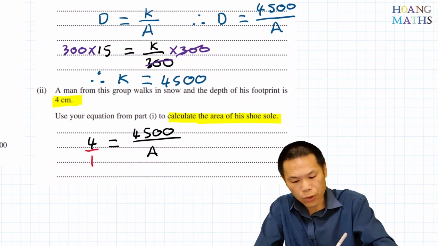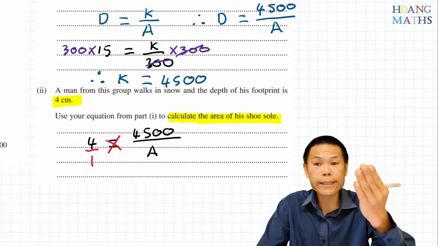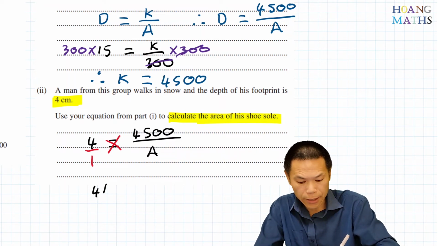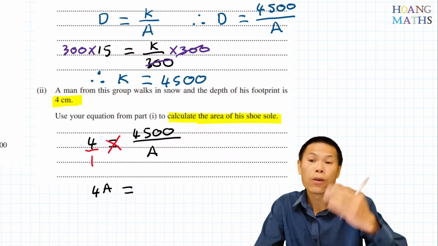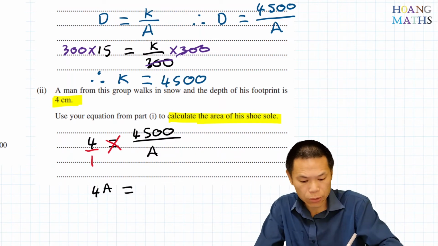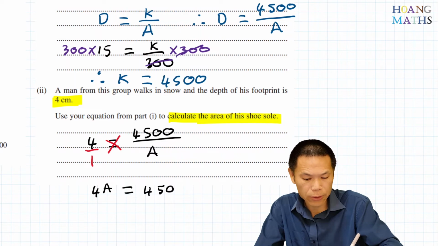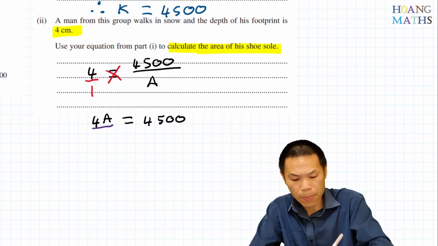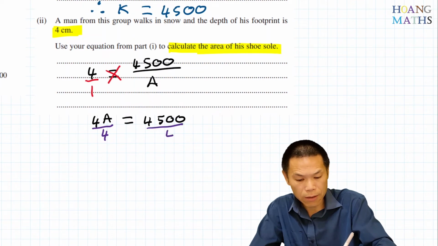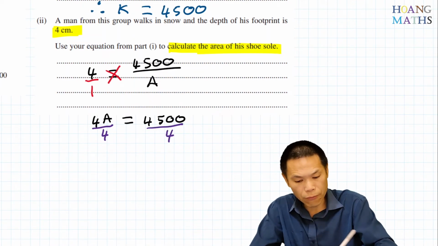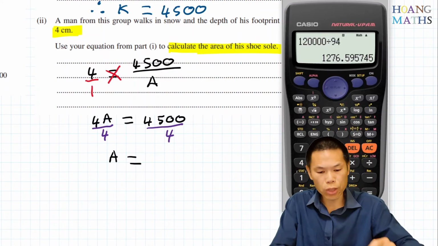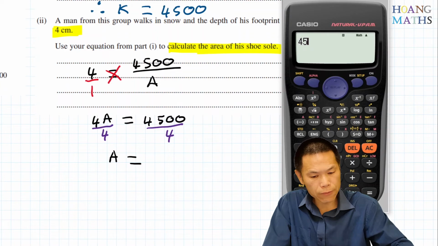And then we do cross multiply. So A times 4 is 4A. So 4A is equal to 1 times 4,500, which is 4,500. So now to solve for A, I just divide this by 4. I divide this by 4. So therefore, A is equal to, let me quickly put that in a calculator. 4500 divided by 4.